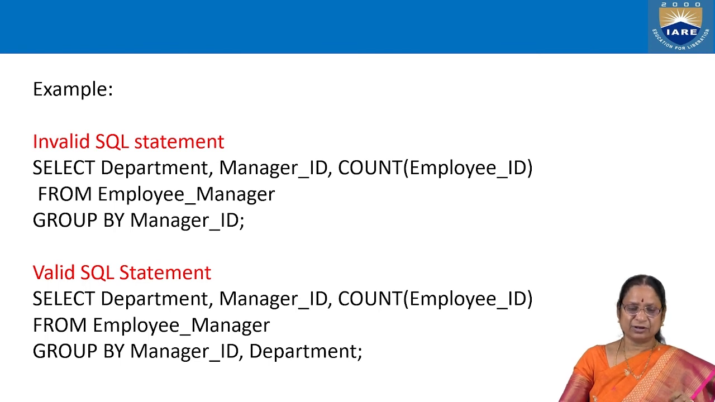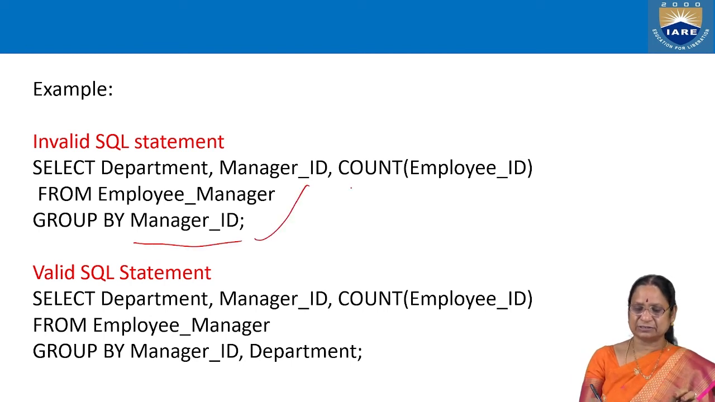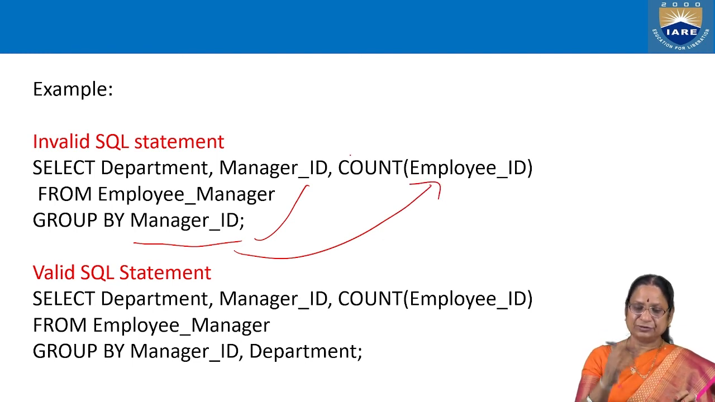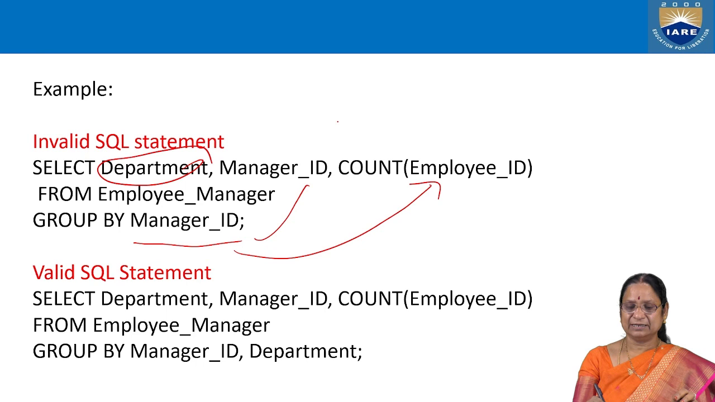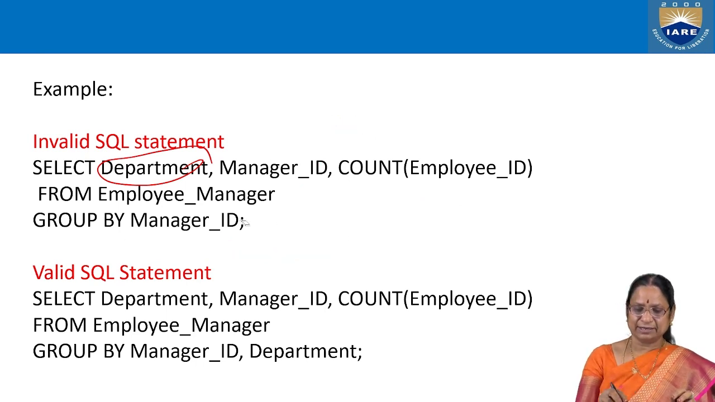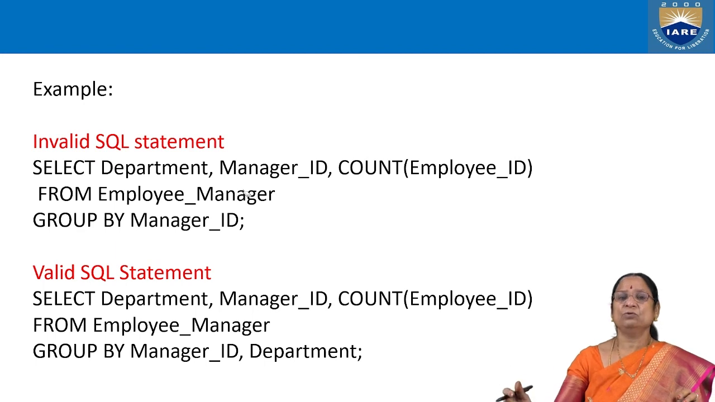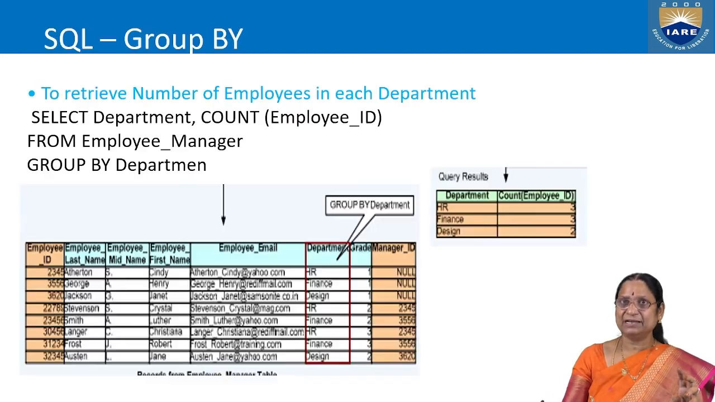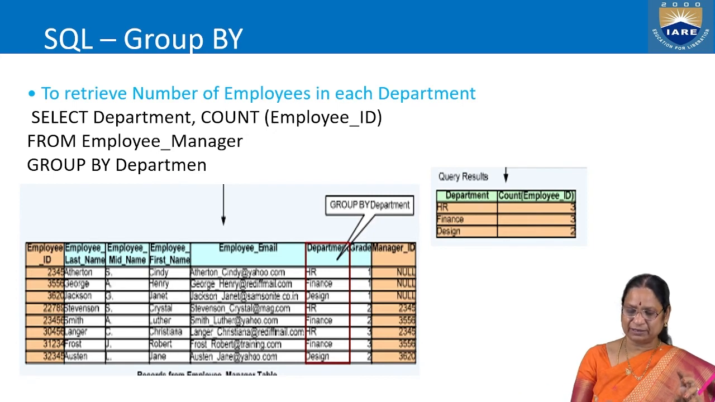Now for an example: select department, manager ID, count of employee ID from employee, group by manager ID. So manager ID is grouped, so we can use it, and an aggregate function can be used, but we cannot use department name here. That's why it is a wrong statement. As we explained earlier, only the grouping value can be displayed, not individual values.